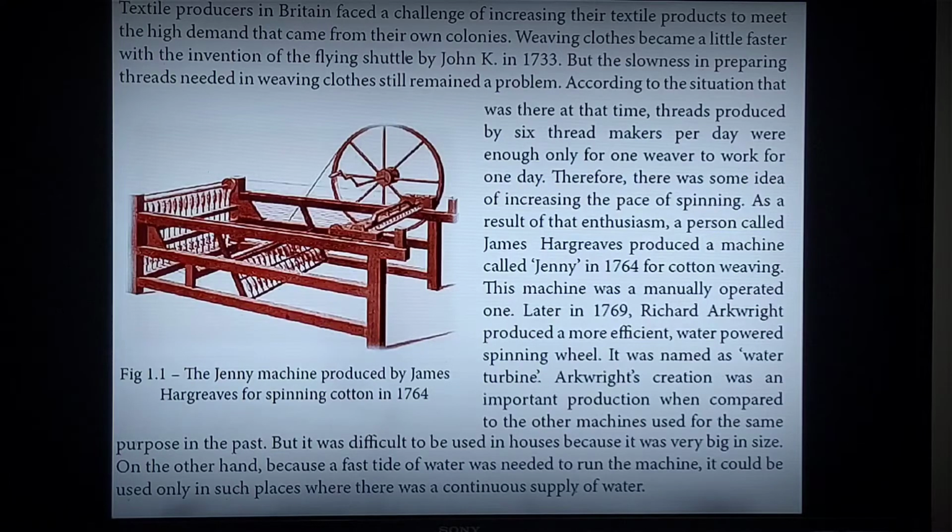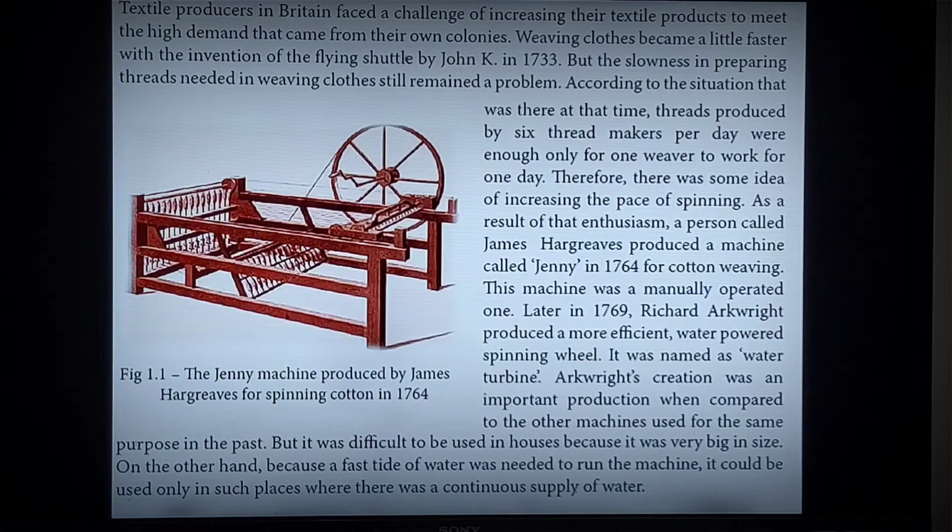Britain faced the challenge of increasing their textile products to meet the high demand that came from their colonies. So you remember that India needs cotton clothes. Britain used to take all the cotton from the east to their industries. After that they prepared the clothes and again went to the colonies and sold them. Weaving clothes became a little faster with the invention of the flying shuttle by John Kay in 1733.